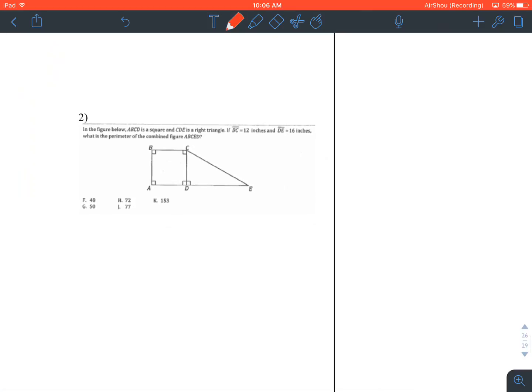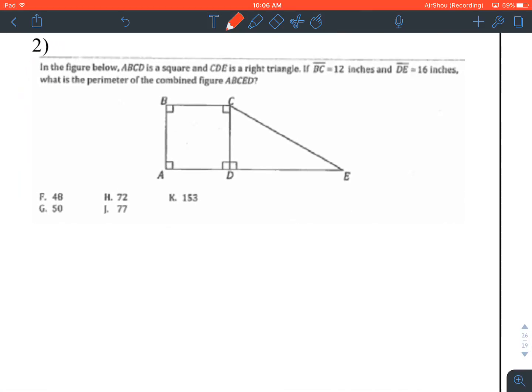Number 2, in the figure below, triangle ABC is a square and CDE is a right triangle. If segment BC is 12, as soon as you read that, put it into the picture. I'm going to do more than that. Since it's a square, that means these are all 12. Which now means we know the length of one of the sides of the triangle. DE is 16. What is the perimeter of the combined figure?